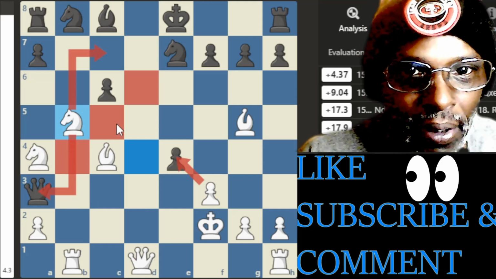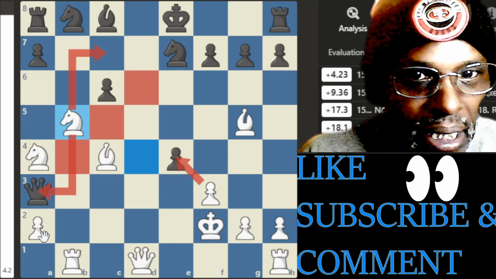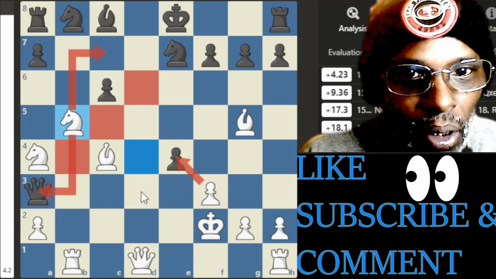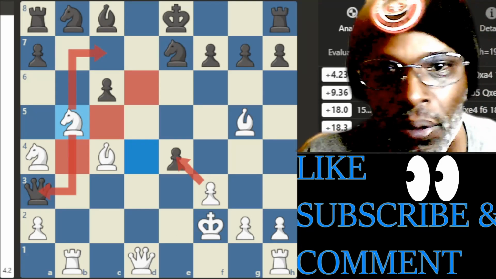The rook is sitting here. My knight is covering this square. My queen is covering this square. He can't move. He can't capture here because the bishop's covering, and he has no real safe squares to go. So what does he do?